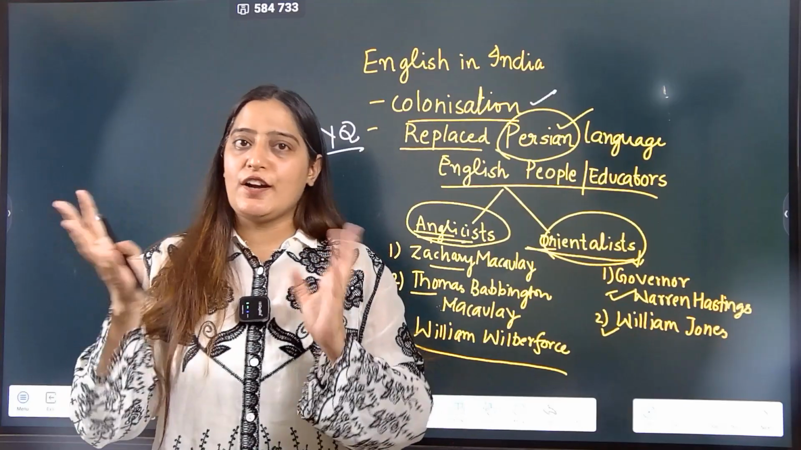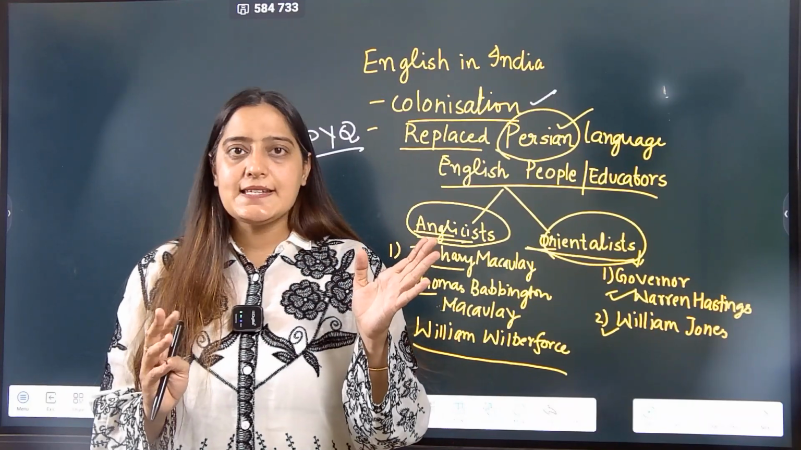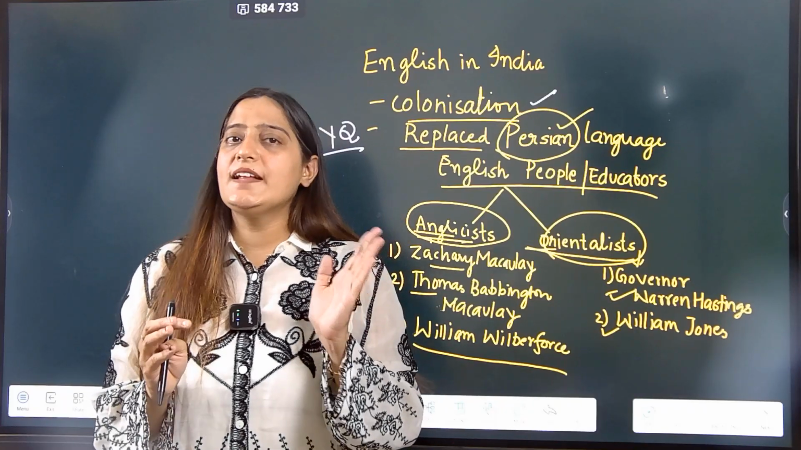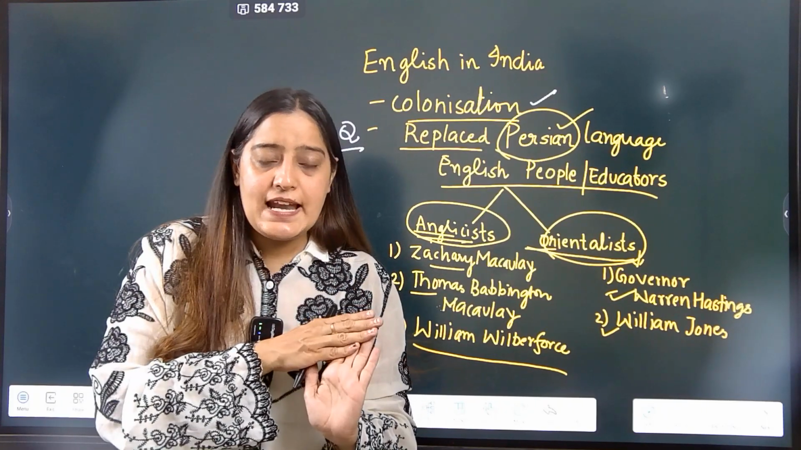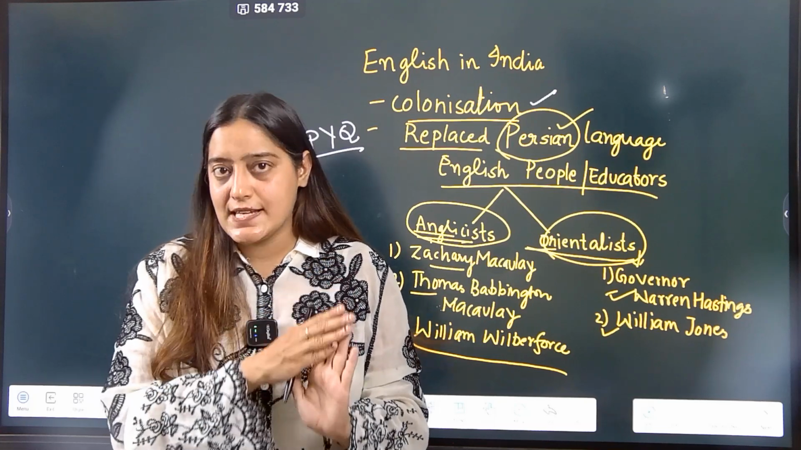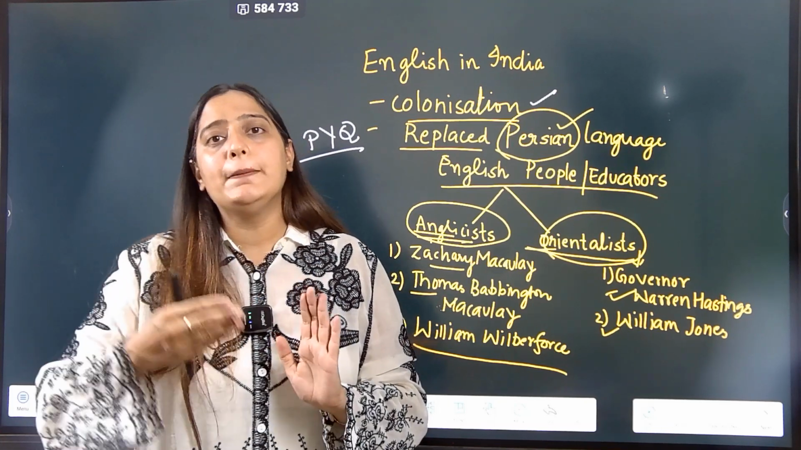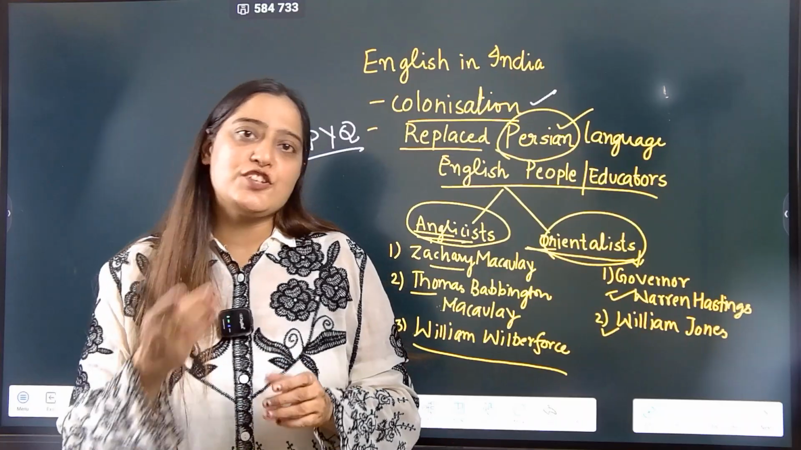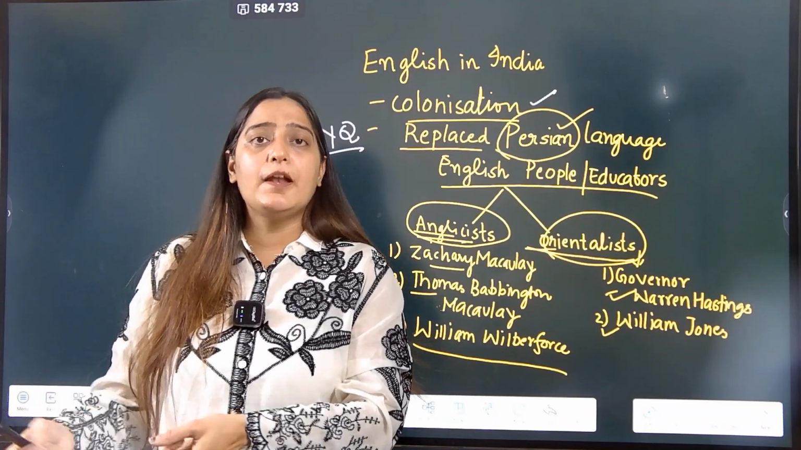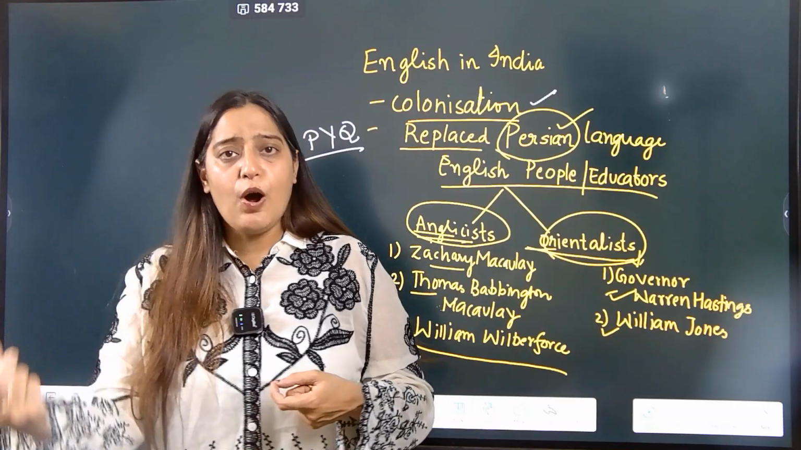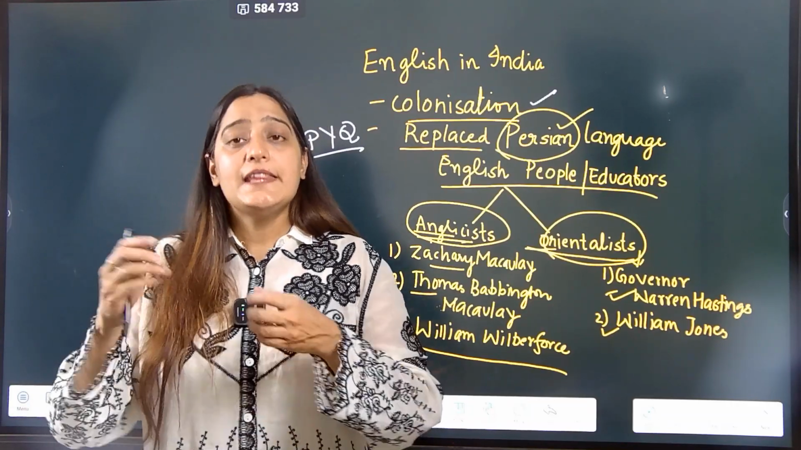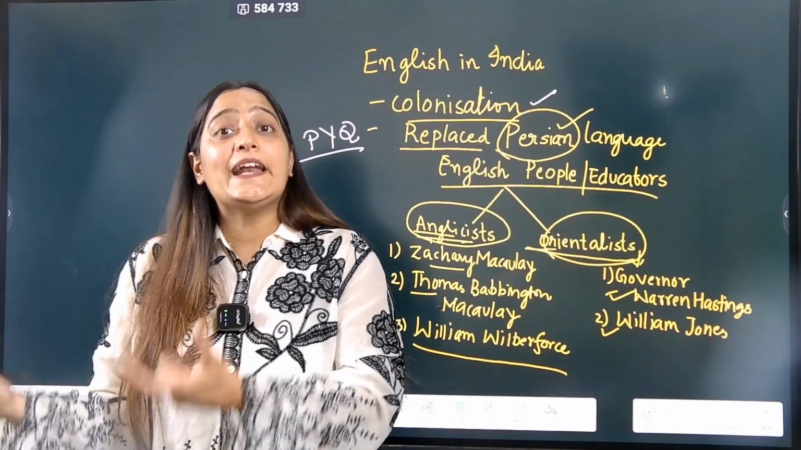There were two sorts of English people. One was Anglicists and the other was Orientalists. Anglicists were the people who believed that the English language should be implemented in the Indian education system and that English should be the medium of education. Whereas Orientalists favored the fact that, in order to uplift them, we should use the vernacular language. They should be taught in their own Oriental way.